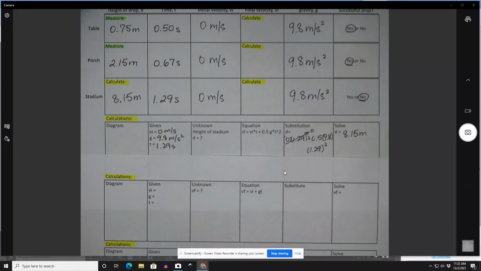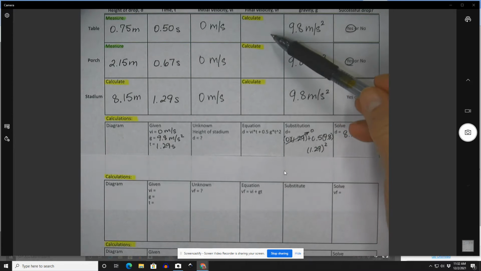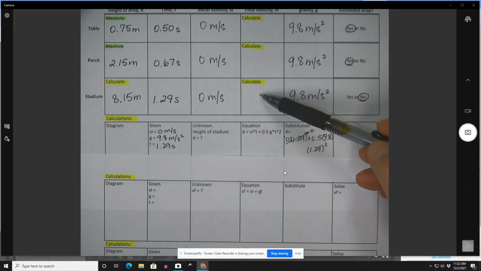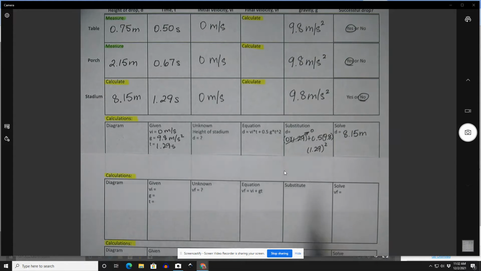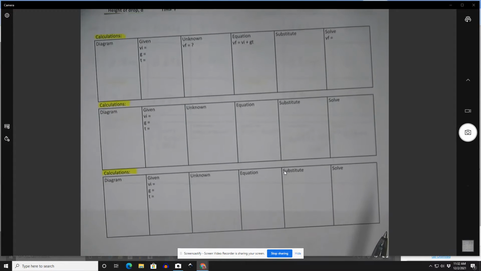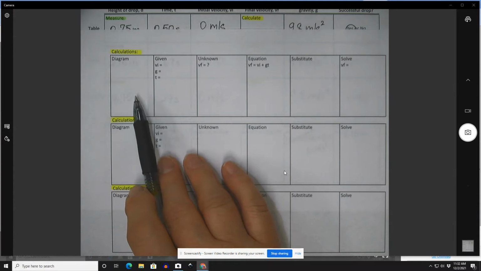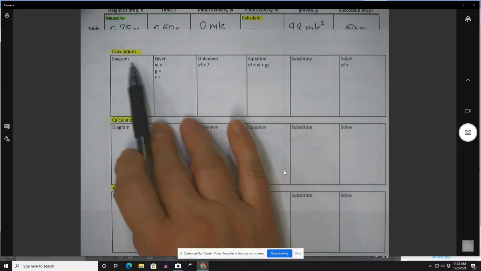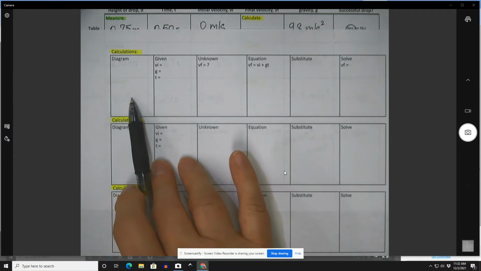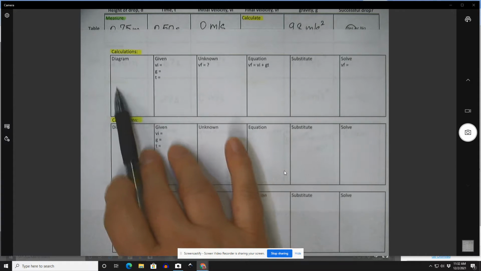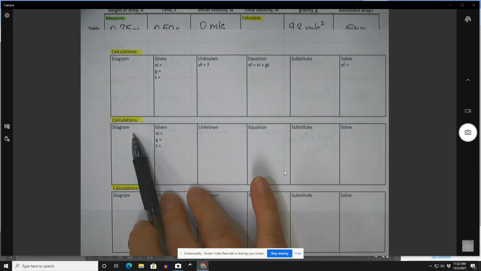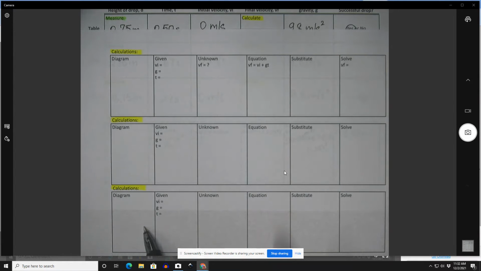Okay, so now we're going to finish up our calculations by calculating the final velocity for the table, the porch, and the stadium. And so we're going to go to the second page here. Don't forget to put your pictures that you took of the table, your container, and the distance that it was dropping here, the one for the porch here, and the one for the stadium here.